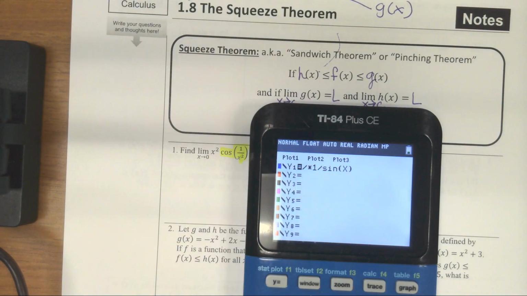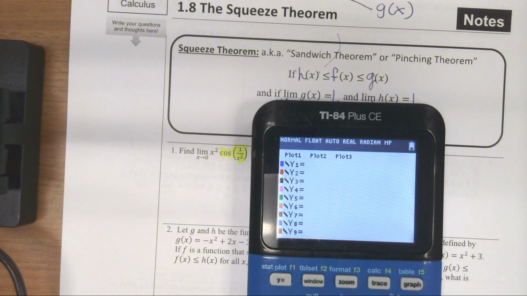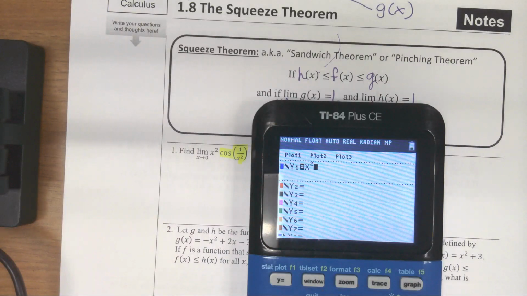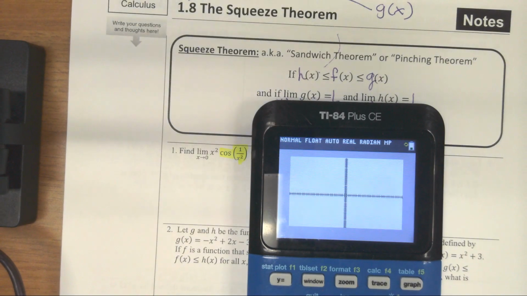Okay. So out in front I have x squared. And then, what does x squared look like? Just draw it in the air for me. Parabola. Negative x squared, right? Okay. So then there's that. Let's see what happens.